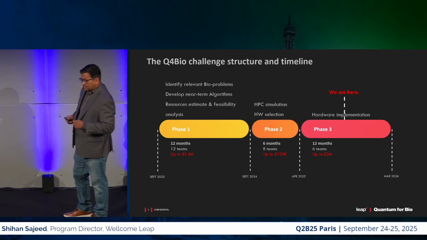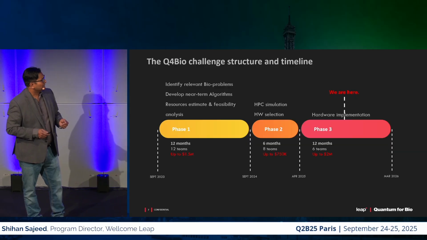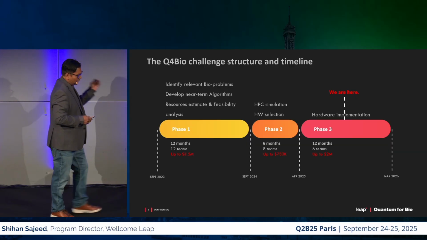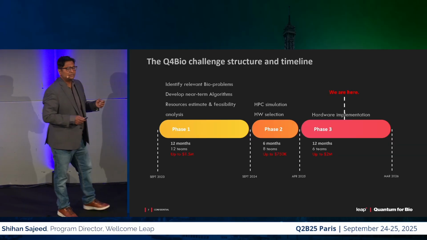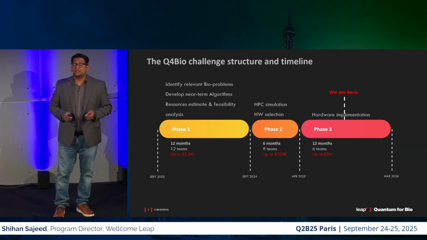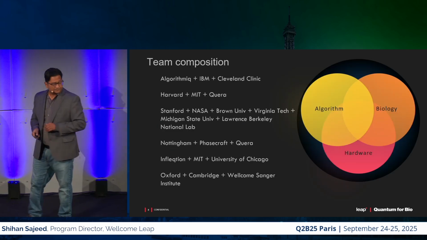The duration was 6 months. And then there was another elimination round. We moved to phase 3. We are currently in phase 3. And in this phase, we have 6 teams. Each of the teams is going full on to implement their algorithm on quantum hardware. And in this phase, each of the teams is getting up to $2 million. So this is where we are currently.